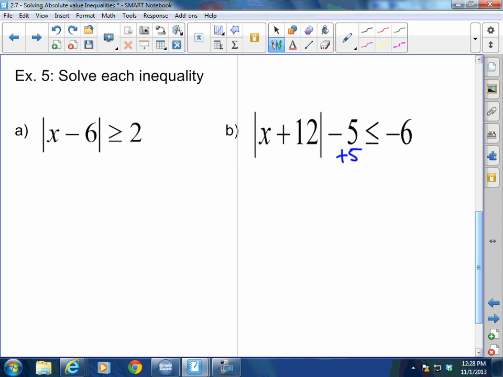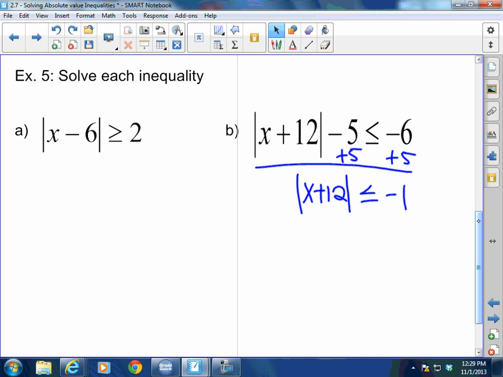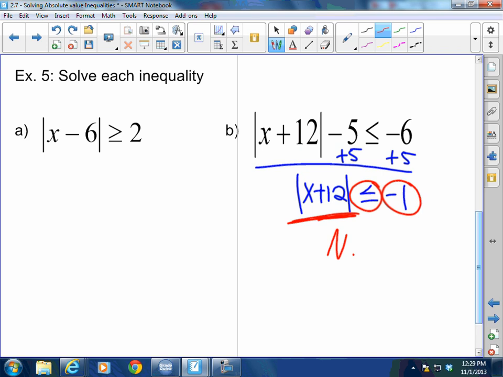Let's add 5 to both sides. The absolute value of x plus 12 is less than or equal to negative 1. Hold the horses. Can an absolute value ever be less than a negative? If you see that right off the bat, it's no solution. And the mistake I made here, this should have been a negative 2.